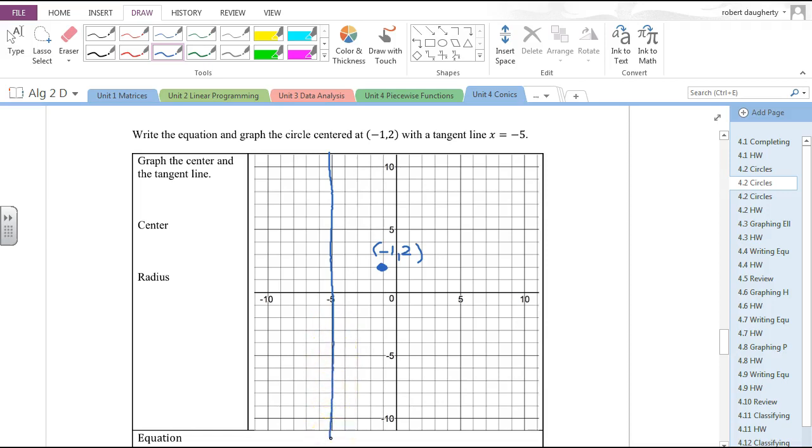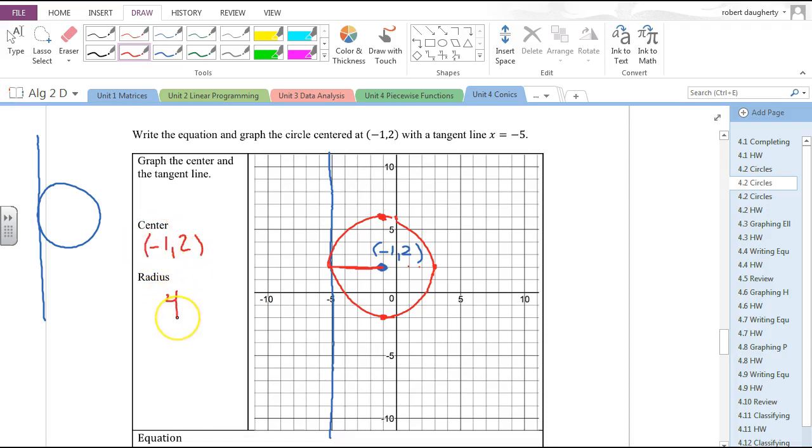So it tells me that that's the tangent line to my circle. By tangent line, it's something that looks like this. It only touches the circle at one point. So that means that, by definition, what is this? That's my radius. So you've got a circle, 1, 2, 3, 4. Right here. So the center is negative 1, 2. The radius is 4.